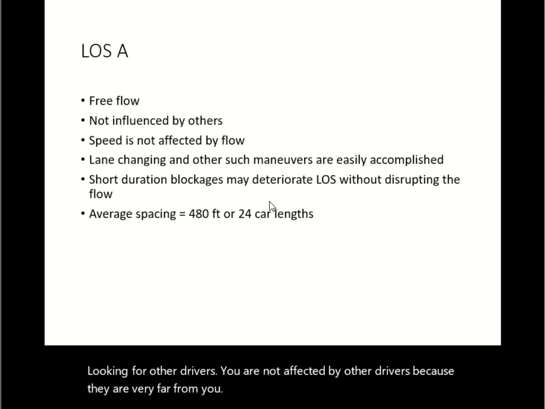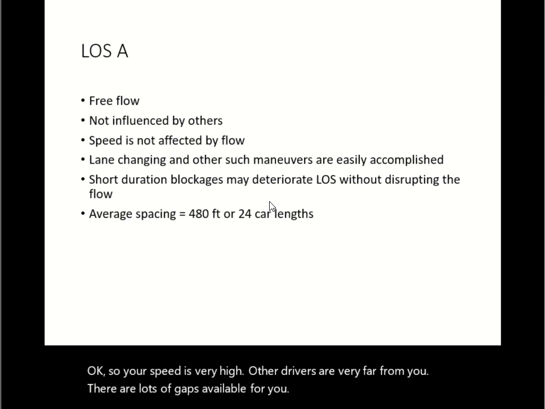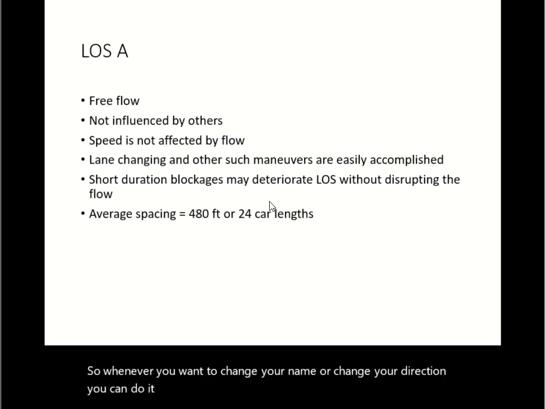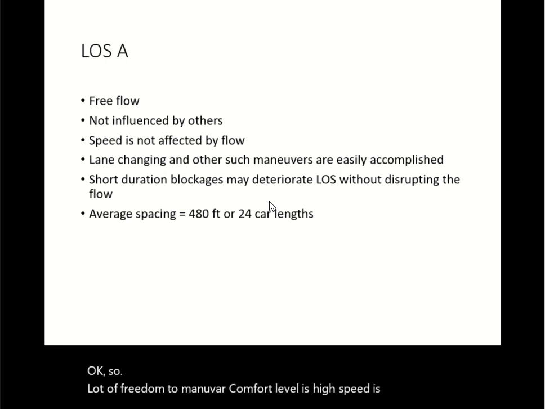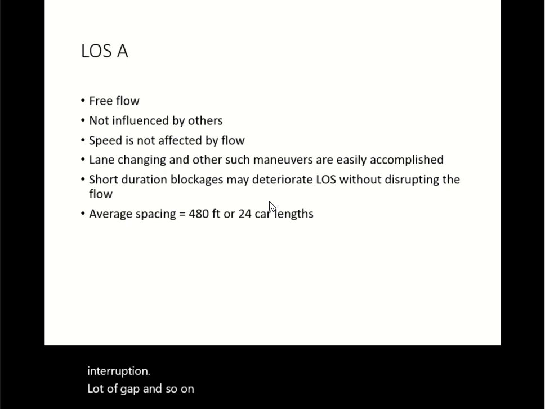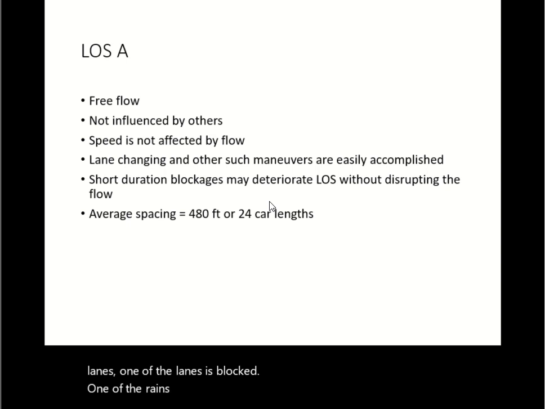Your speed is very high, other drivers are very far from you, there are lots of gaps available for you. So whenever you want to change your lane or change your direction, you can do it without any problem. So a lot of freedom to maneuver, comfort level is high, speed is very high, no interruption, a lot of gap, and so on. In this condition, for example, if you have 3 lanes, one of the lanes is blocked because of any reason. What will you do?